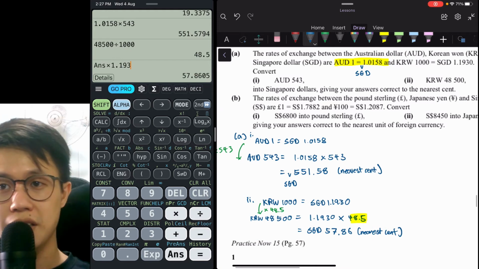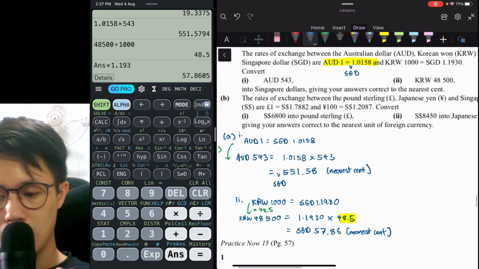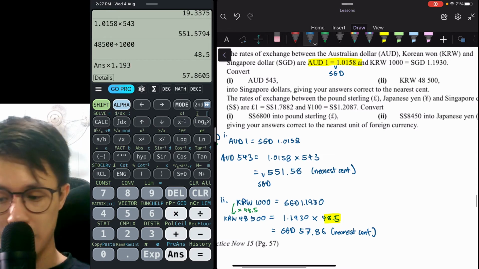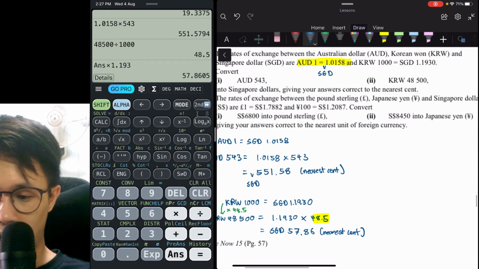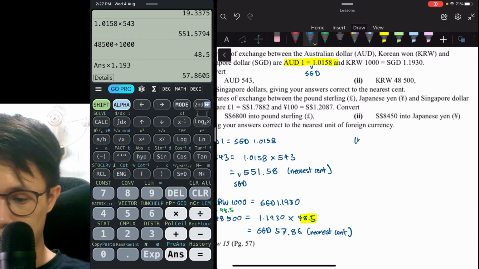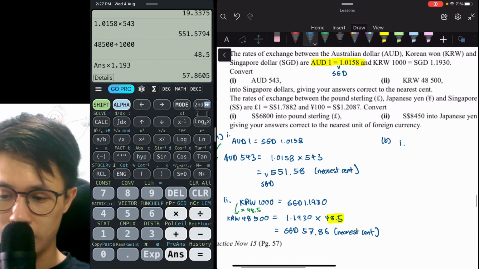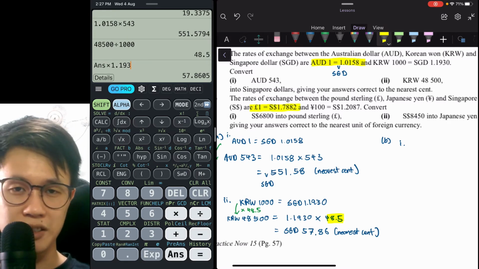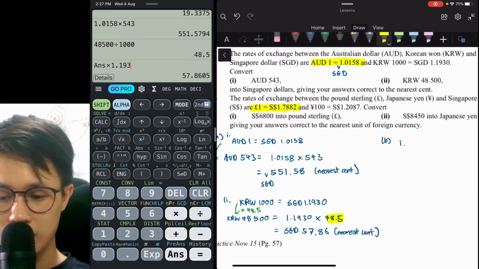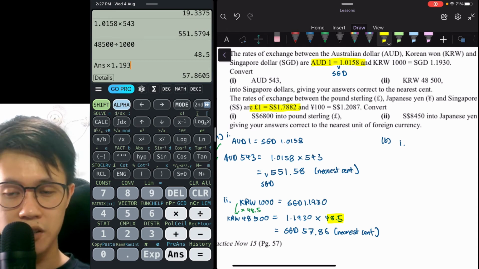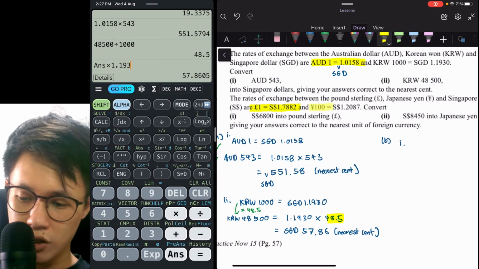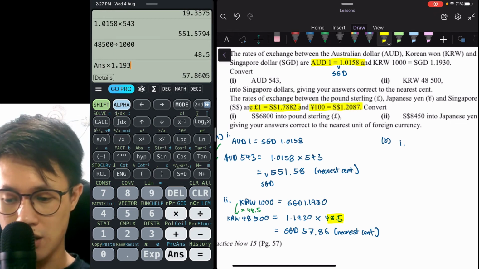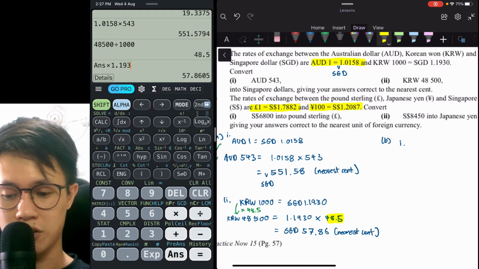The hard one would be the next part where it's about the opposite. So we have some rates here, the sterling pound and Japanese yen. So part B, part 1, we have the rate for pound, where this is the symbol for pound. 1 pound is equal to Singapore dollars. Another way of writing Singapore dollars is S dollars. 1 pound is equal to about 1.7882 Sing dollars, and about 100 yen is equal to S dollars 1.2087. So the first question is we want to convert $6,800 into sterling pounds.